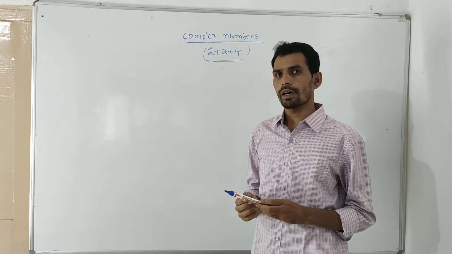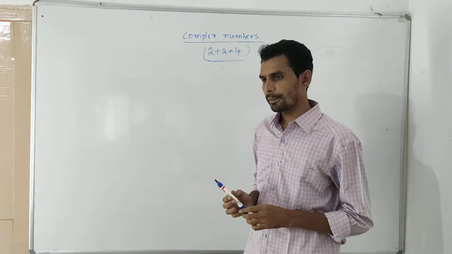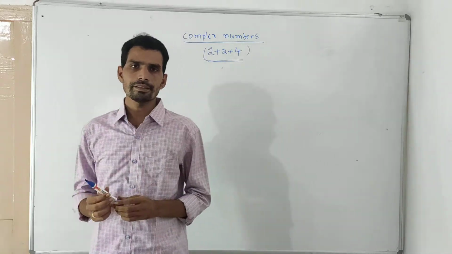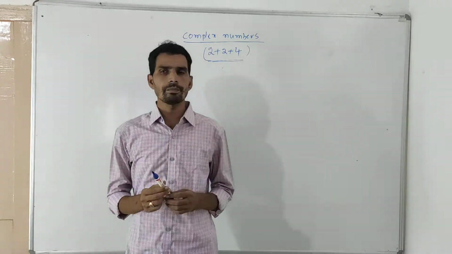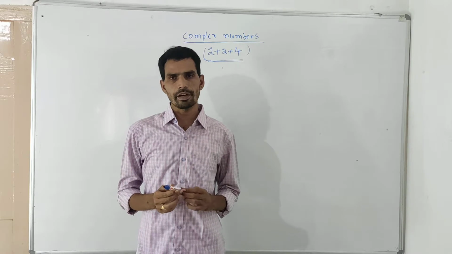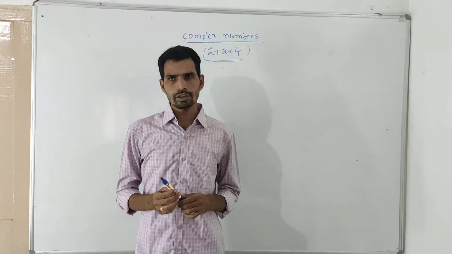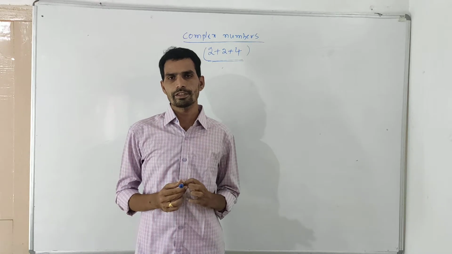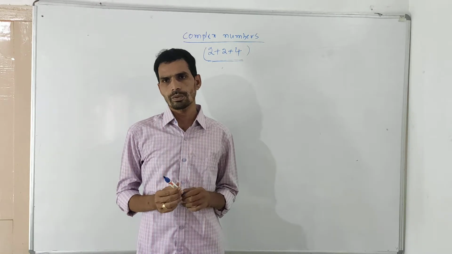Already you know the definition of a complex number. The ordered pair of two real numbers is called a complex number. Otherwise, if z is equal to a plus ib form, where i squared is equal to minus 1, it is called a complex number. Next, how to add z1 plus z2, z1 minus z2, z1 into z2 and z1 by z2.